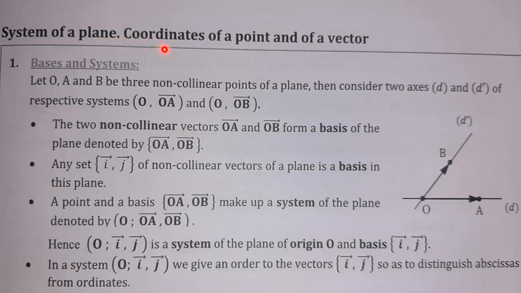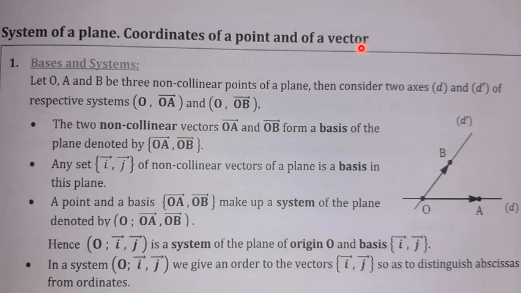We consider vector OA or vector OB as a system, and also we have vector OA. We denote it by this form, so vector OA is a system. The two non-collinear vectors OA and OB form a basis which is denoted by vector OA, OB.